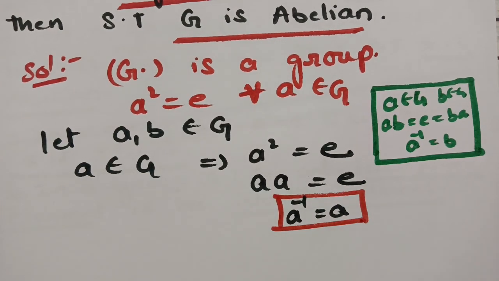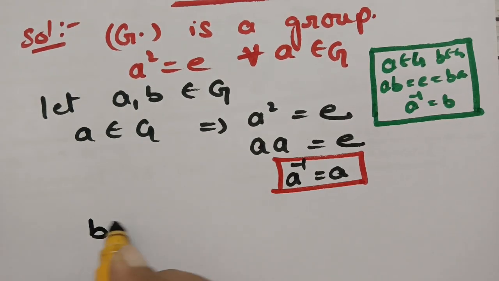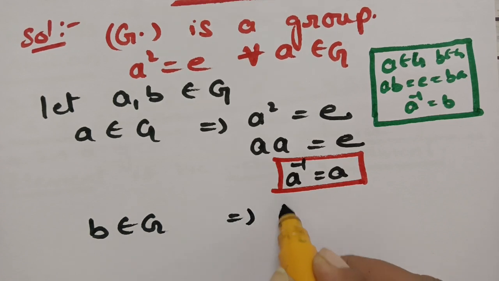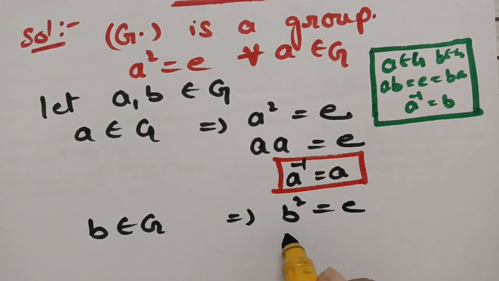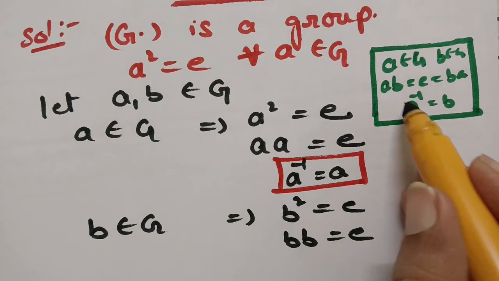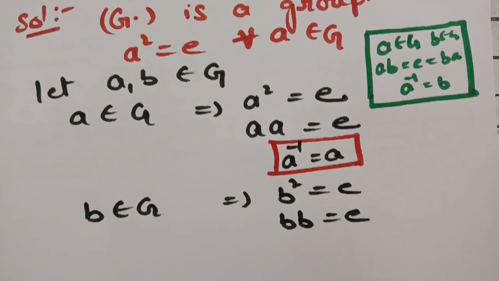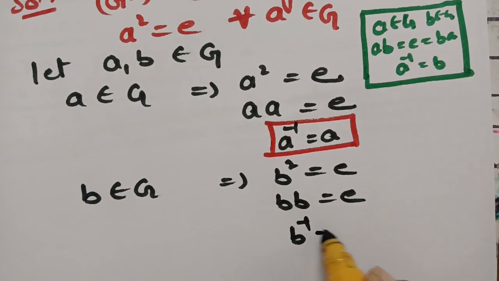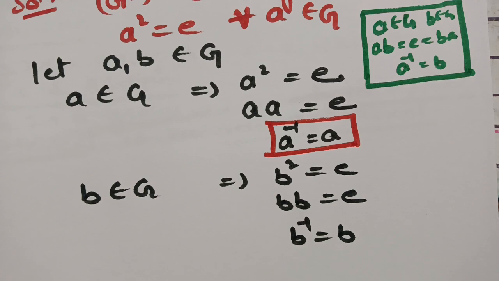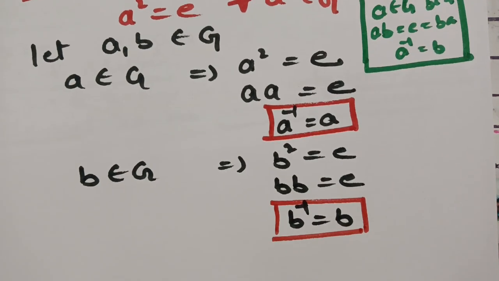So keep it aside. And next one, if I take B as an element. So if you take B from a group G, then we have B square is equal to E. So we can write it as B into B is equal to E. So if two things are multiplied and it is equated to E, then we say that the first element is the inverse of the second element. Therefore, B inverse is equal to B. Clear? So now what we have to show? We have to show the commutative law.